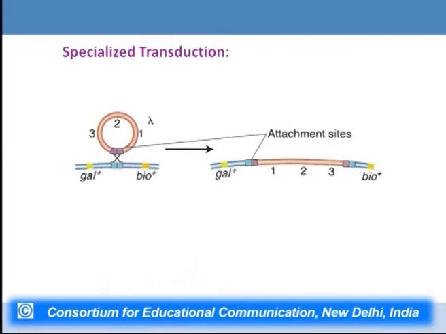Now, this figure shows how there is incorporation of the bacteriophage lambda DNA in between the gal and bio genes of the E. coli bacterial chromosome. The site wherein the integration occurs, which is represented by light blue color, is the att site, and herein gets integrated the bacteriophage lambda DNA.